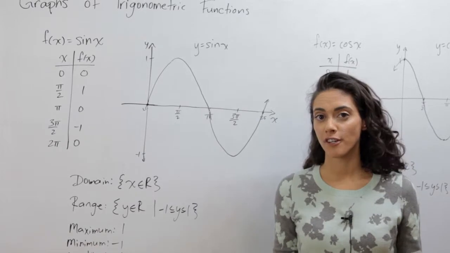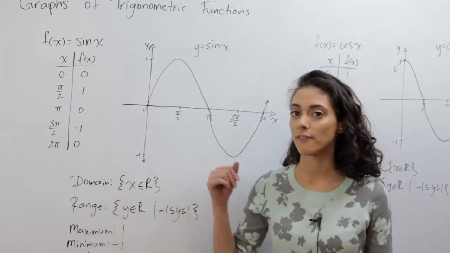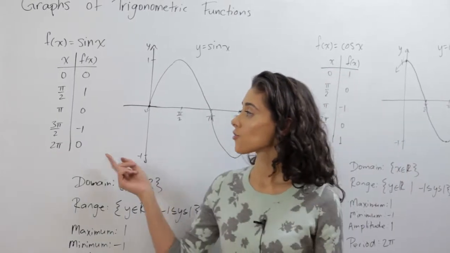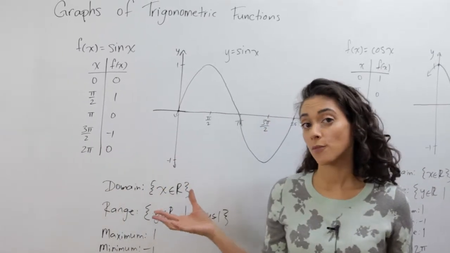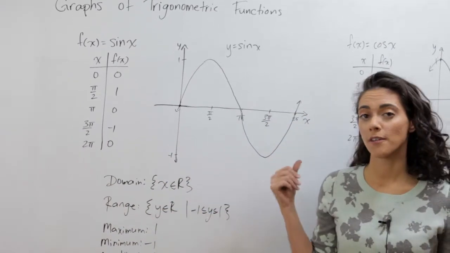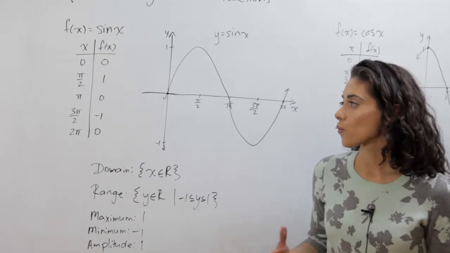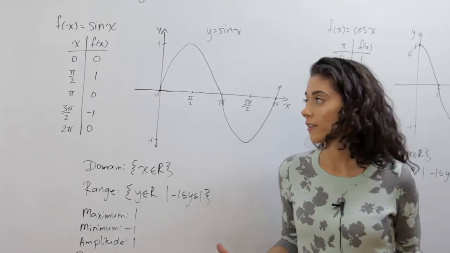Graphs of some trigonometric functions. First off, the graph of sine of x. Start off with a table of values. These points should be familiar to you. The graph itself should be familiar. All that's changed is rather than working in degrees, we're working in radians.